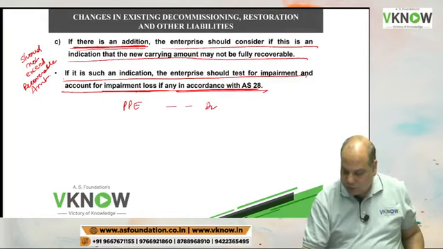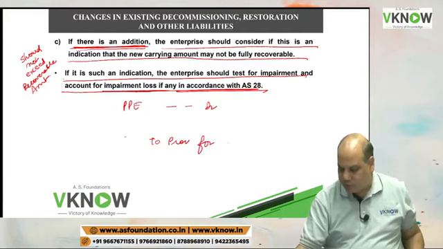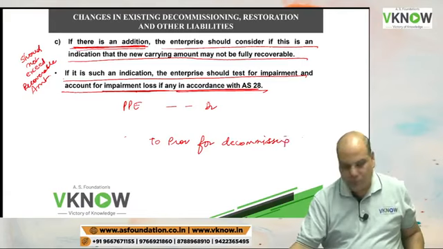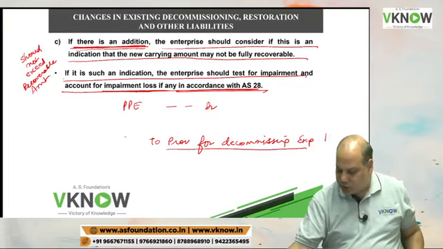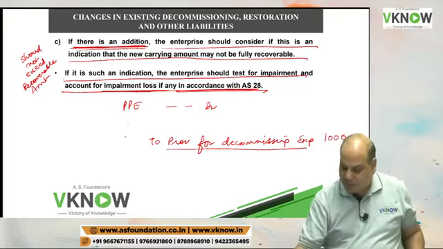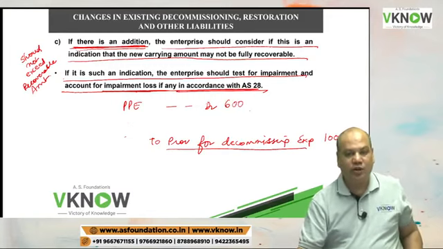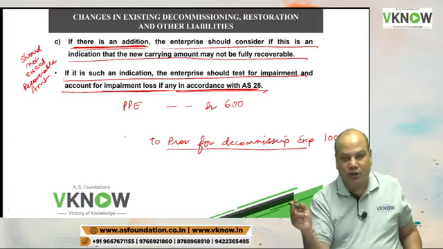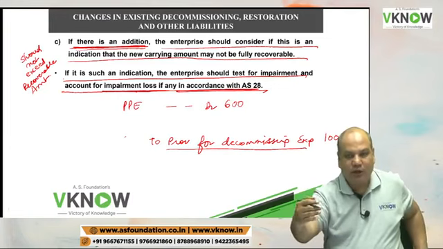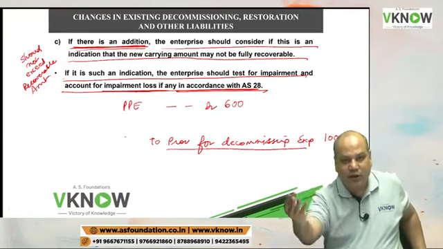So here the journal entry would be: PPE account debit to provision for decommissioning expense. Suppose the provision for decommissioning expense I have to increase by 1000 rupees. But I can increase the PPE account only by 600. Otherwise, if I debit more than 600, it will exceed the recoverable amount.